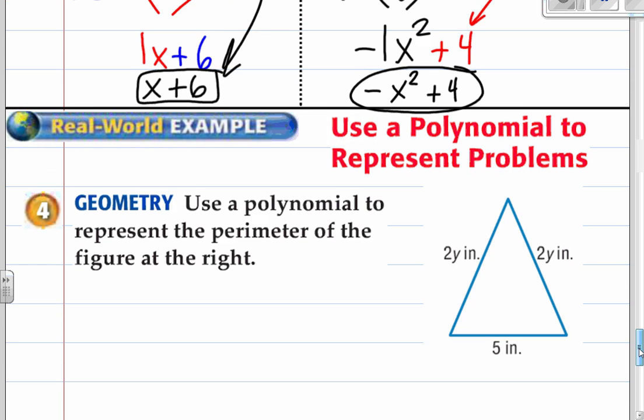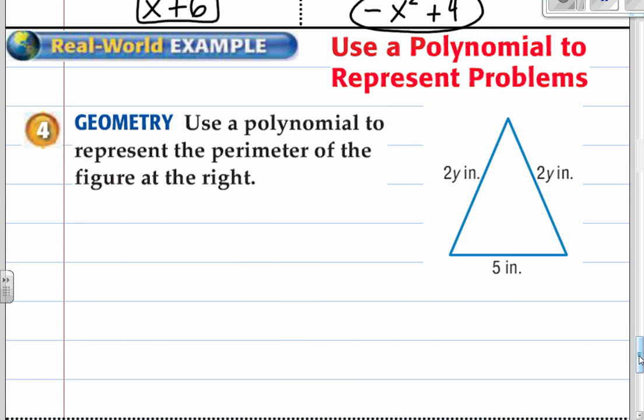Last example. It says use a polynomial to represent problems. In this case, they're using geometry. Use a polynomial to represent the perimeter of the figure at the right. Take a look at the figure. You have to understand what perimeter is first, though. It's a triangle, obviously. It looks like it's an isosceles triangle, meaning 2 sides are the same length. Now, the perimeter of any figure is just the distance around. So if we were to walk around, if you see my dot that I'm drawing, if I were to walk all the way around this, how far would I walk?